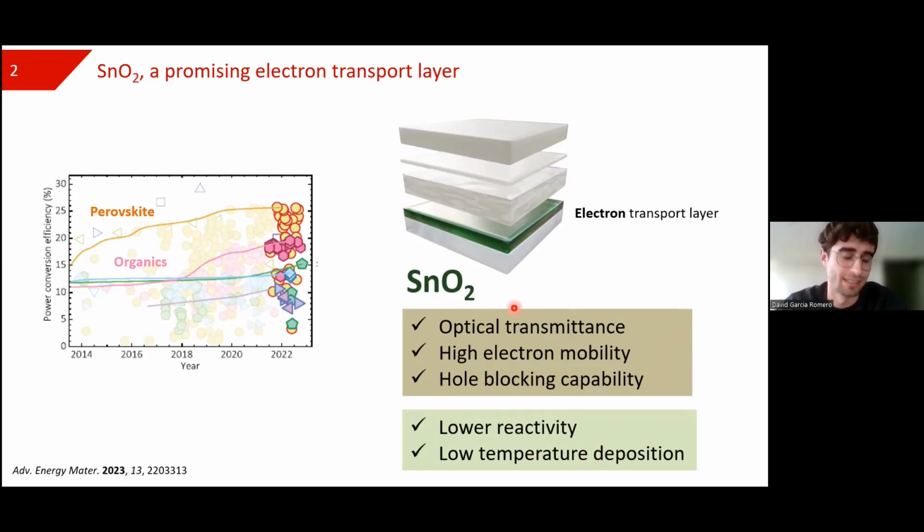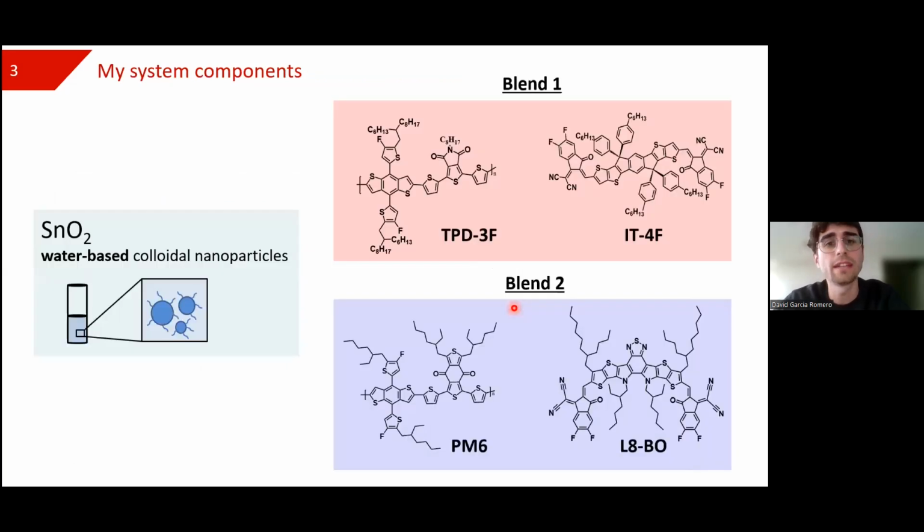So having this as a starting point, we decided to explore this material as our electron transport layer. I'm showing here my system components. Again, tin oxide we will deposit from a solution of water-based colloidal nanoparticles. It's a rather well-known formulation, usually referred to as alpha tin oxide. And of course, it's really interesting because it can be easily scaled to an industrial process.